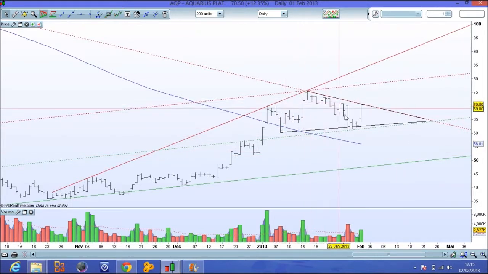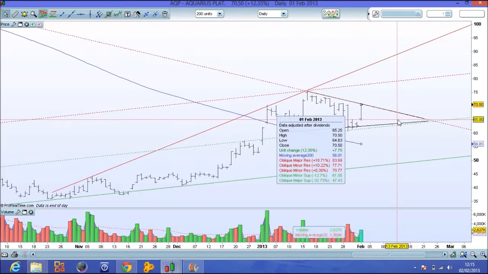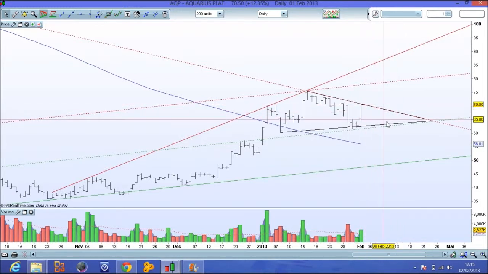If it did, that would be a buy. But as things stand, we don't really want to be trading this. I mean, it could break upwards and hit the resistance line, but we don't want to be guessing where that pennant's going to break. So I'd certainly be a seller if I was a shareholder at the moment.